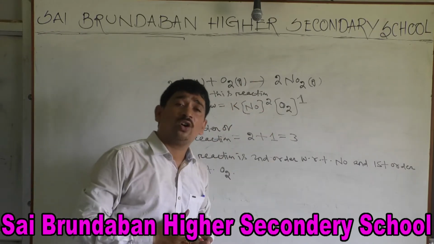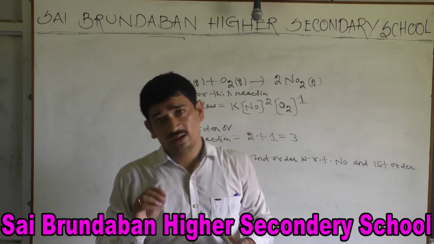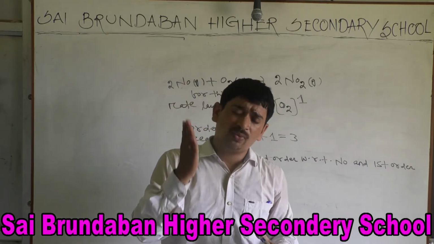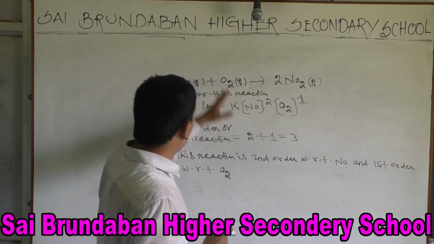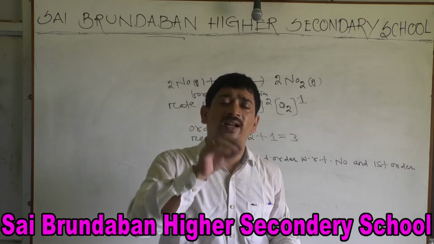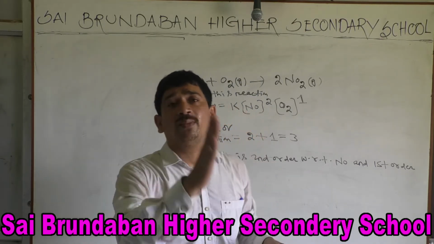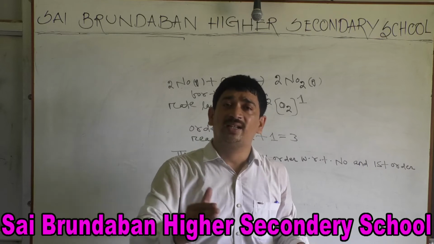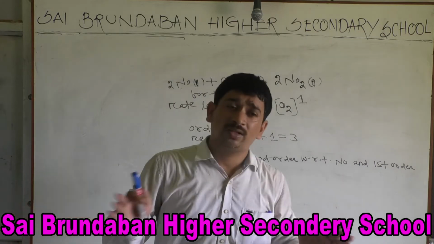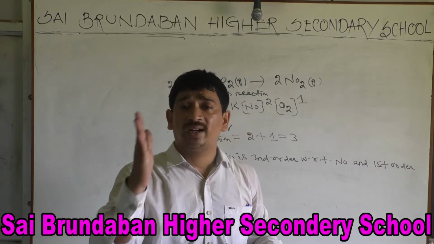So this is all about order of reaction. You may get a 3 mark question on order and molecularity, or the difference between order and molecularity. We have discussed only order of reaction. Simply define it: order of reaction is defined as the sum of the powers to which the molar concentration terms are raised in the rate law or rate equation. Write the explanation as well. Next we will discuss molecularity of reaction.